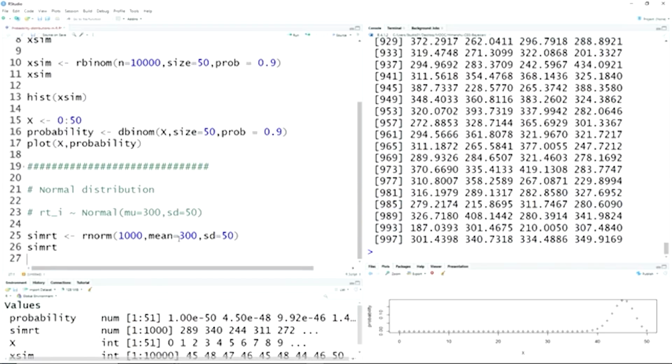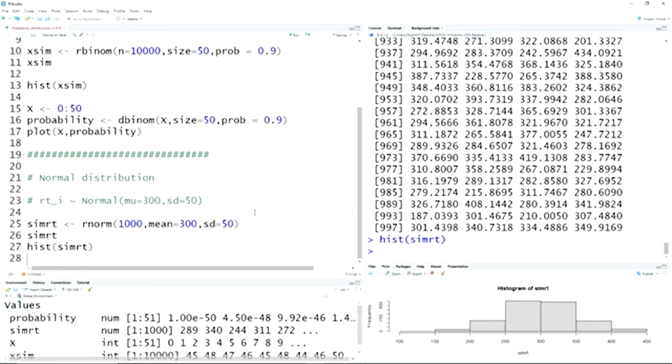This is how the values would look. Remember, this is a continuous distribution now, so that's why you see these fraction values, like 387.7337. You don't see integer values anymore. Now let us draw a histogram of simulated RT and see how it looks. This is how the histogram looks.